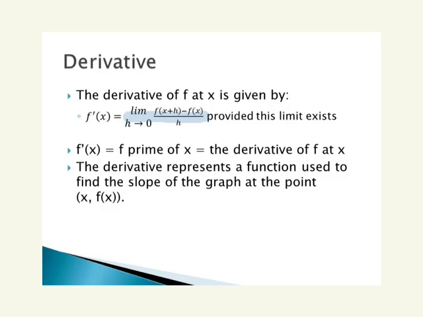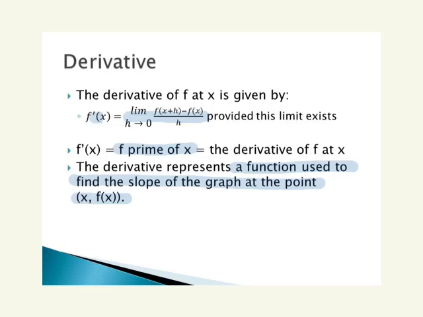Now you're going to notice some new notation here. You see we have this f with kind of an apostrophe and an x. Again, that is read as f prime of x. And f prime of x is the derivative of f of x. We mentioned this yesterday. The derivative represents a function that is used to find the slope of the graph at the point x, f of x.